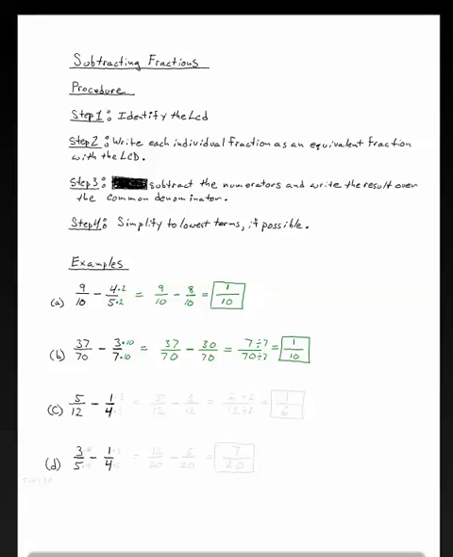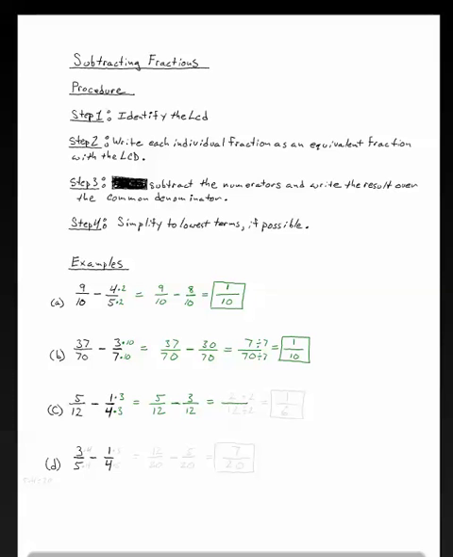In example C, we have 5 over 12 minus 1 over 4. So I look at the denominators of 12 and 4 and recognize that 4 times 3 is 12. So our lowest common denominator will be 12. So we multiply the 4 by 3 and we multiply the 1 by 3 as well. This gives us the new problem, 5 over 12 minus 1 times 3 is 3, and 4 times 3 is 12.